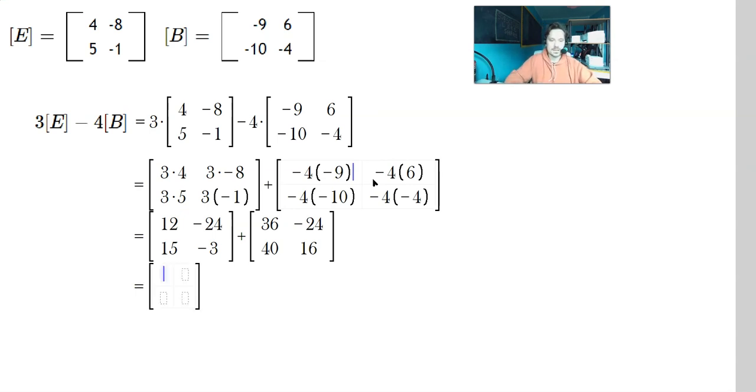So 2 by 2. You're going to have 12 plus 36. Well, 30 and 10 is 40, 2 and 6 is 8, so it's 48. -24 minus 24 is going to give you -48. All right, 15 plus 40 is going to give you 55. And then -3 plus 16 is going to give you 13. And then that is the corresponding answer to this question. That's really it for this one.